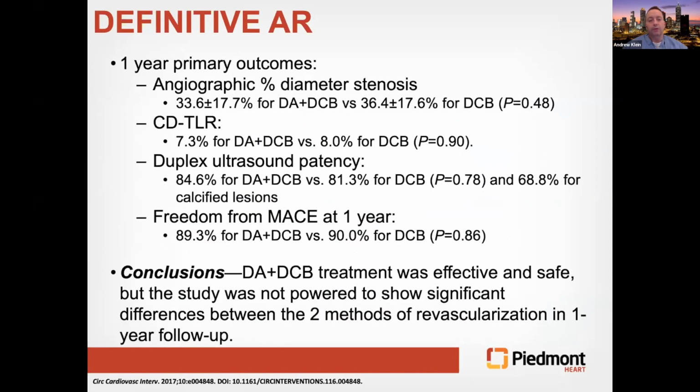So what did they show? Well, actually no real difference between these two arms, DA plus DCB versus DCB. But again, it's underpowered to really show significant differences. This was the first safety and efficacy trial. And what we showed is that the primary outcome, CD-TLR, which I think is what really matters for the patient, was about the same, only about 7.3% versus 8% for DCB. It'd be nice to see what the 2-year and 3-year outcomes of this are down the road. But duplex ultrasound patency is about the same, freedom from MACE about the same, and diameter stenosis about the same as well. So no difference, but again, look at the numbers here.